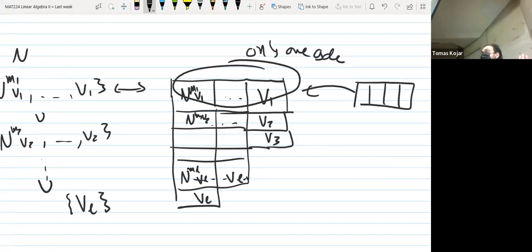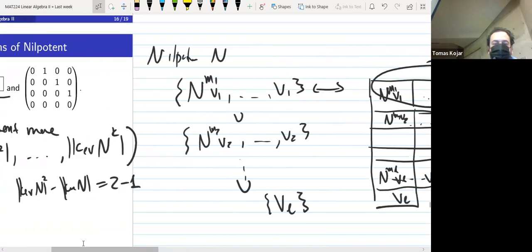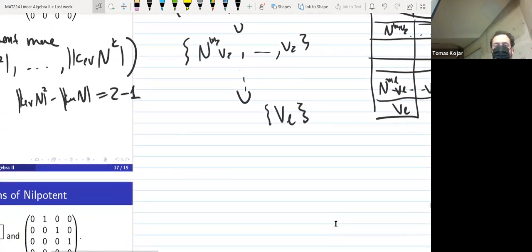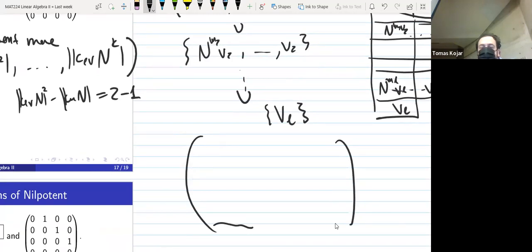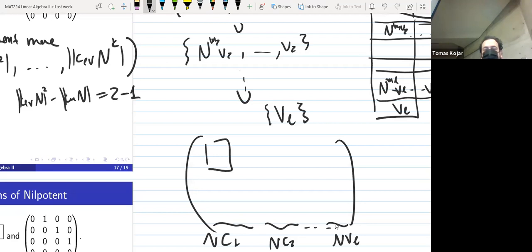Is that okay? But then, how do you form the blocks? You form a block for each of the cycles. Why? Because this became your basis, right? So the first columns were n of the first cycle, second was n of the second cycle, and eventually n of vl, right? That's how you get your columns. And each of them gave you a block. Okay?